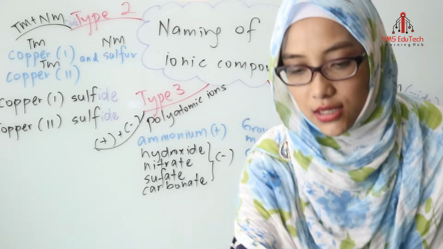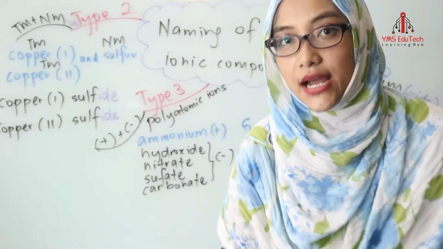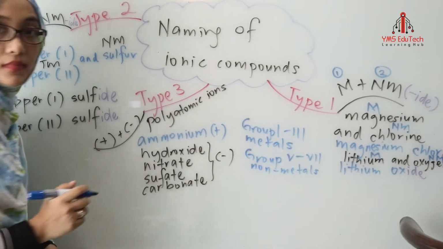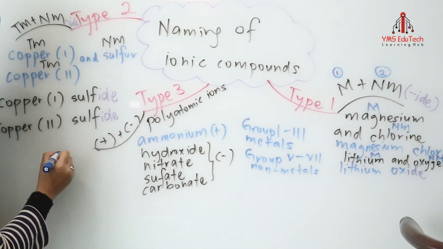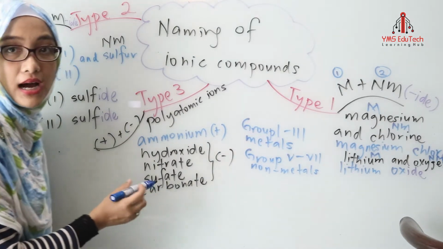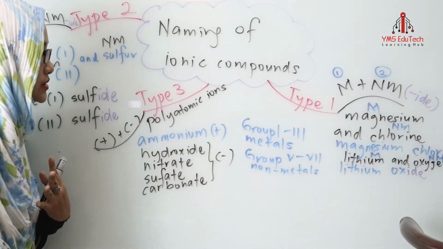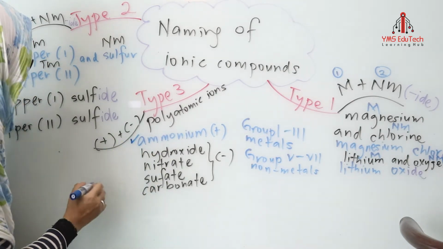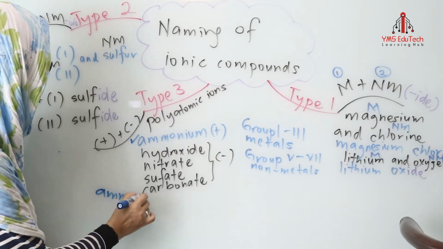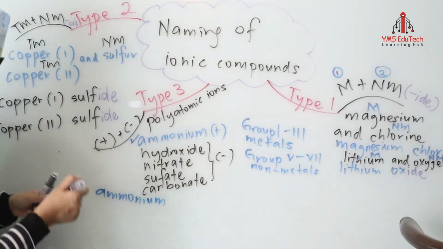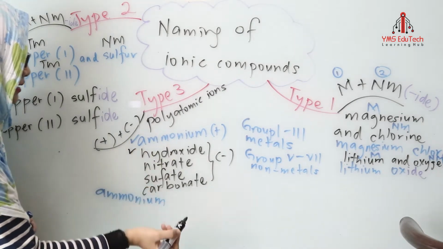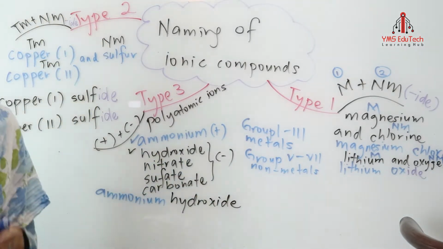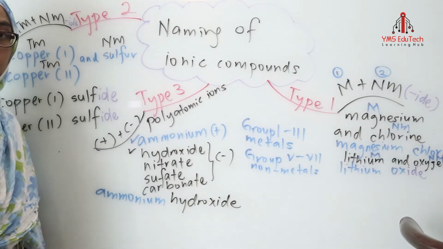Let's do an example here. Let's say I have ammonium and hydroxide. You need to ask yourself which one is the positive and which one is the negative. Ammonium is the positive, so ammonium has to come first. Hydroxide being negative, that will be ammonium hydroxide. Alright?